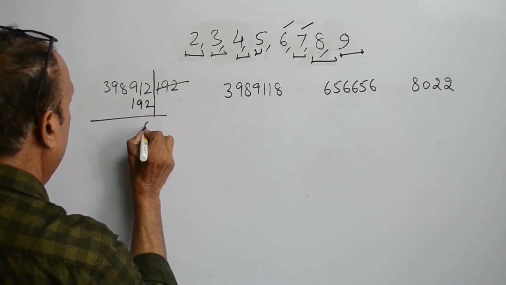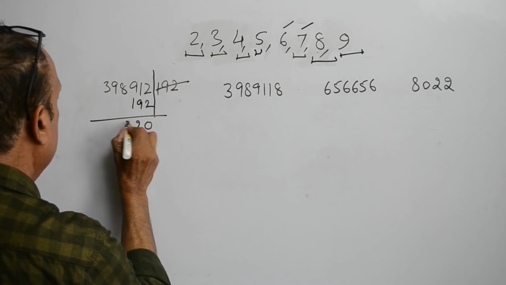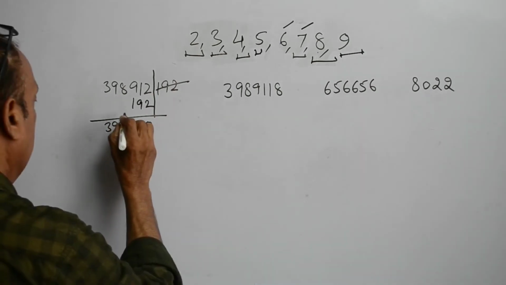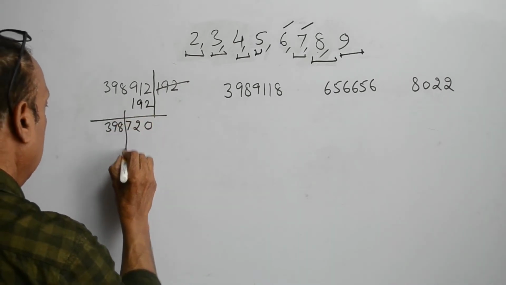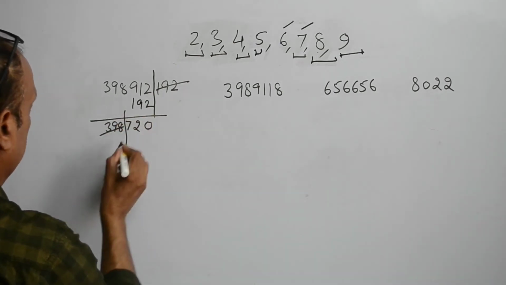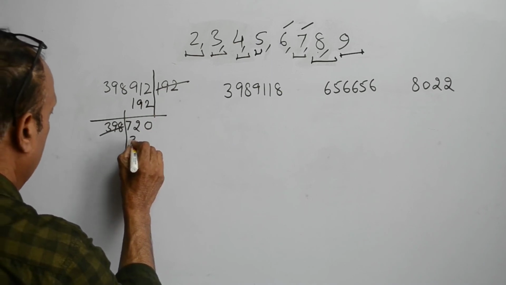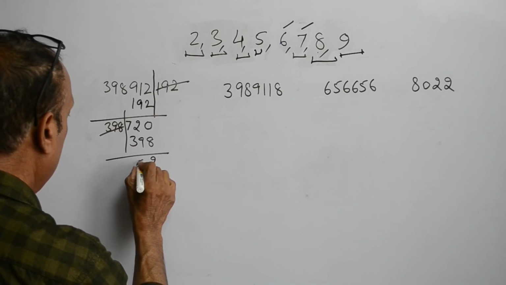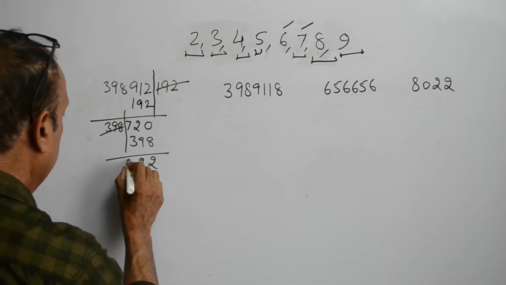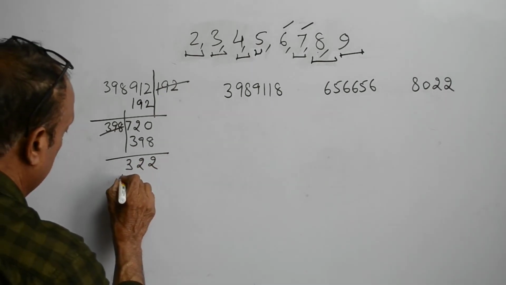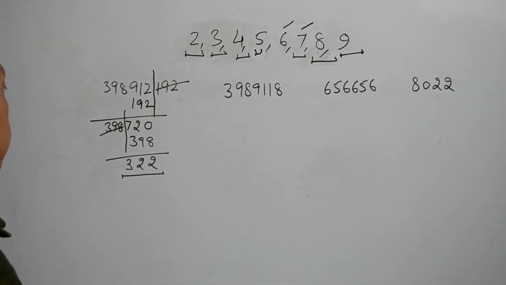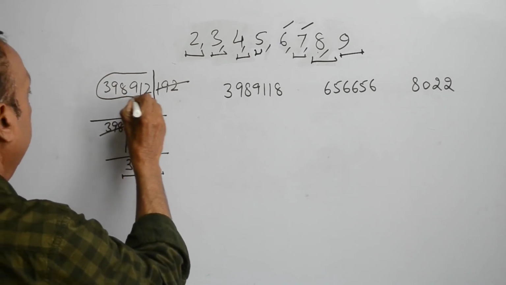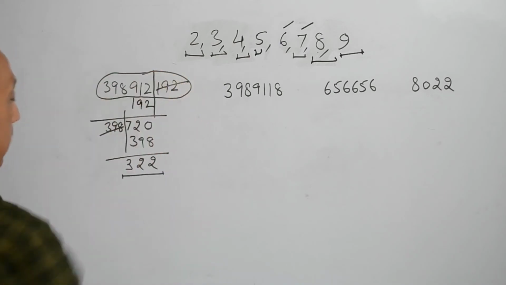So 398,720. Repeat the process and separate out last 3 digits. From the bigger number 720, subtract the smaller number 398, and we get 322. So if this 322 is divisible by 7, then this whole 9-digit number will also be divisible by 7.